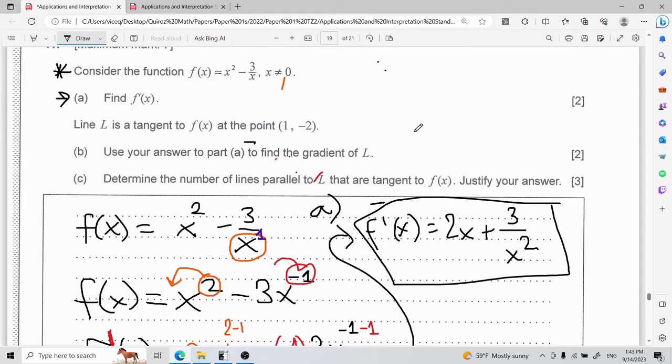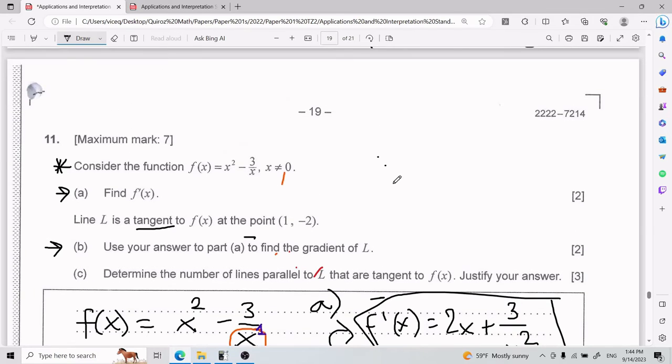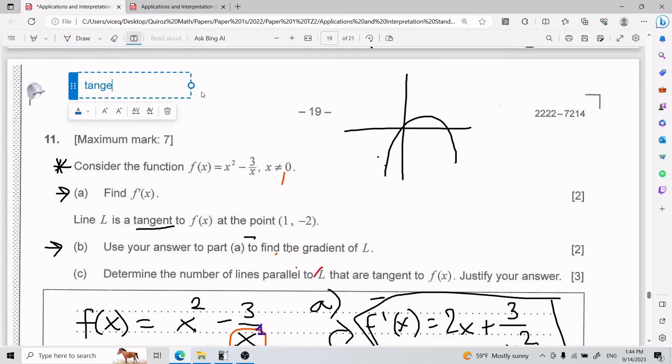See? Cool. Then they tell us that line L is tangent. Ooh, that's a fancy word. Tangent to f of x at the point 1 comma negative 2, and using the thing from part A to find the gradient of L. So when you have something that's tangent, the most classic example would be like in a parabola or something like that. When you have something that's tangent, it touches your line once, never again. Tangent. Touches your line once and never again.